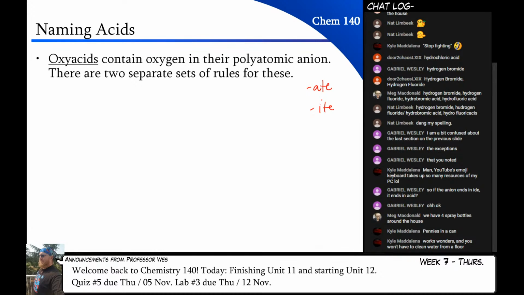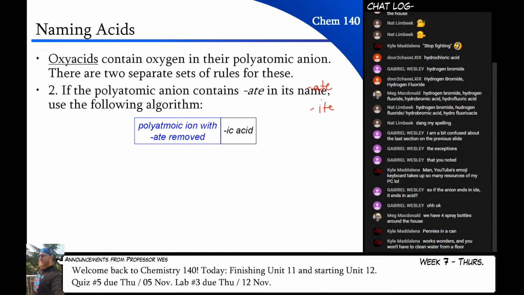All right, back to the naming rules here. Let's get through these rules so I don't have to keep talking about my cat here. So, the first rule that we're going to consider for oxyacids is if the ion that we're looking at ends in "ate," then here's the rule that you write. You're going to get the name of the polyatomic ion, but chop off the "ate." And then whatever is left, you're going to append "ic acid" to it.